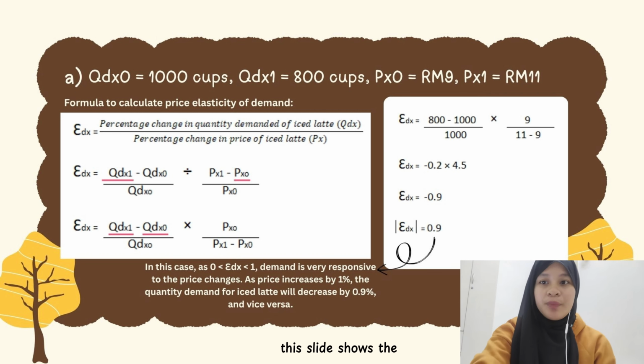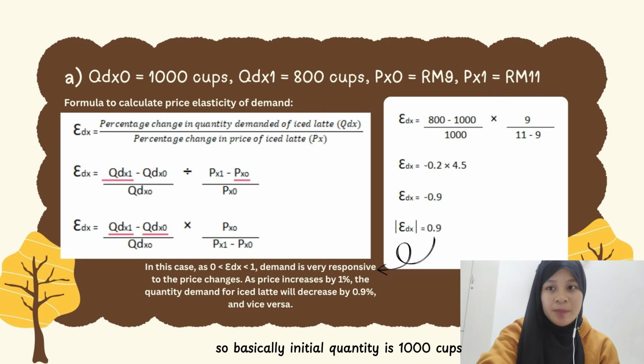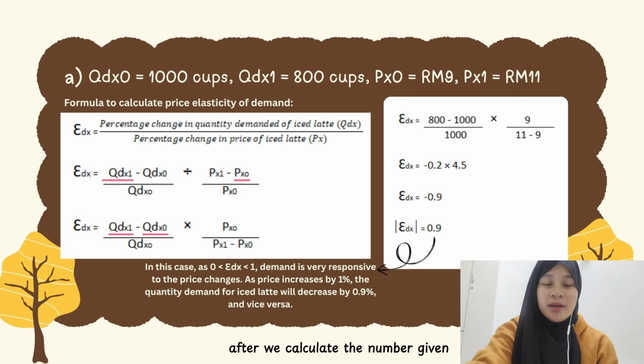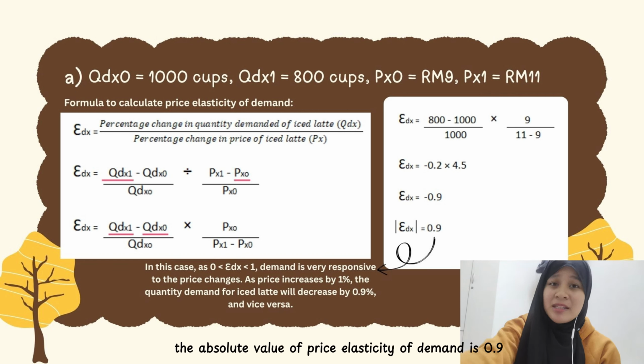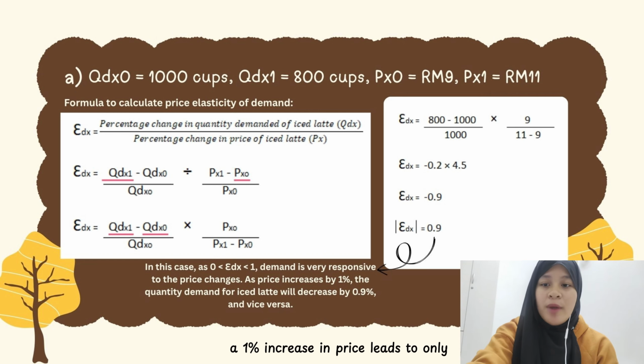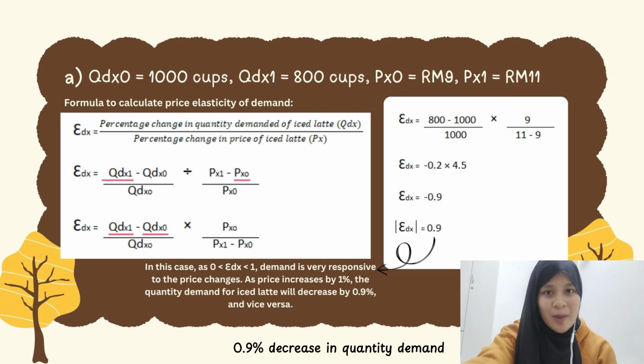This slide shows the calculation of price elasticity of demand. Basically, the initial quantity is 1,000 cups, the new quantity is 800 cups, the initial price is 9 ringgit, and the new price is 11 ringgit. After we calculate the numbers given, we get 0.9 as our price elasticity of demand. The absolute value of price elasticity of demand is 0.9, which is less than 1. This means demand is very responsive to price change. A 1% increase in price leads to only a 0.9% decrease in quantity demanded.